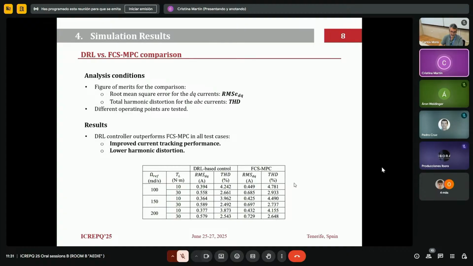The reason is simple. The DRL agent captures the nonlinear behavior of the machine, and the simplified model used by the predictive controller does not do that.